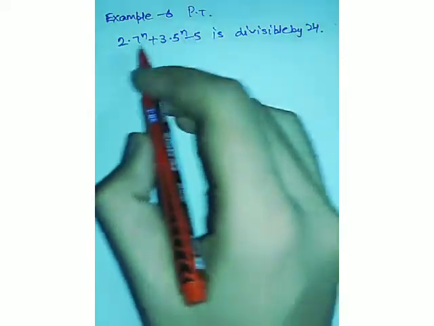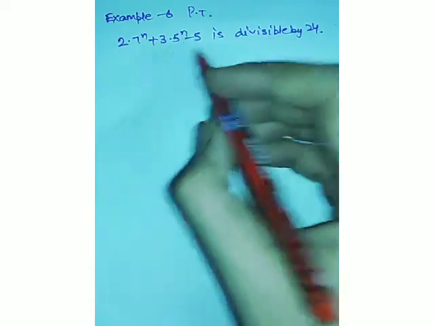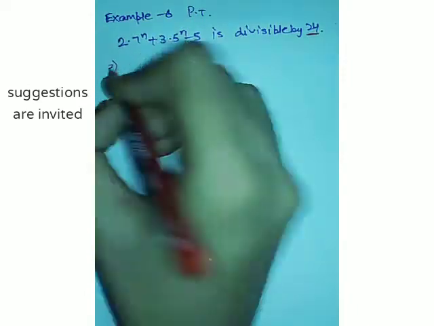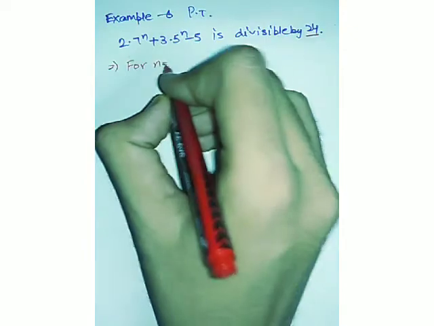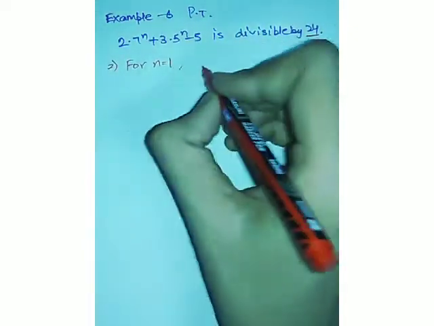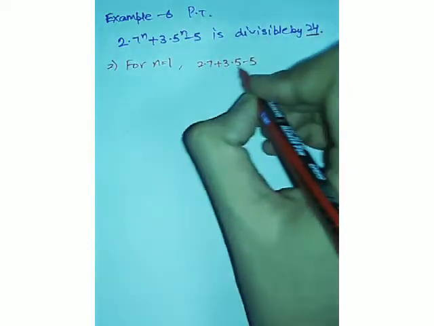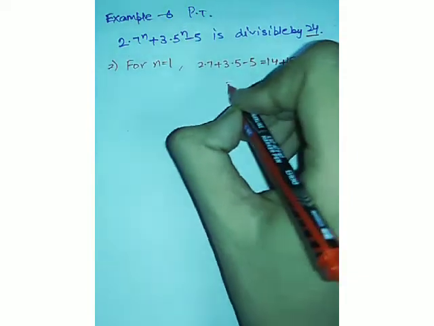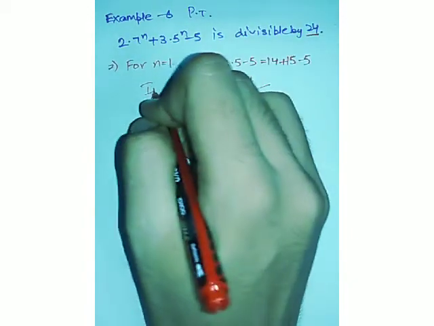This is our sixth example. 2 multiply 7 raised to power n plus 3 multiply 5 raised to power n minus 5 is divisible by 24. We have to prove this using mathematical induction. Again, let's follow the same steps. That is, for n is equal to 1, what will you get? 2 multiply 7 plus 3 multiply 5 minus 5. 2 7s are 14 plus 15 minus 5, that is equal to 24, which is divisible by 24. So for n is equal to 1, it is true.